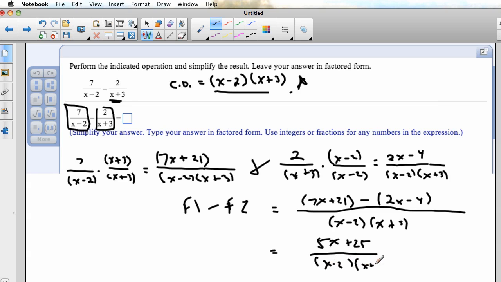And since it says to put the fraction in factored form, it may actually want this last step where I can factor the numerator. It doesn't factor very interestingly, but there is a common factor of 5 in each piece. So I could rewrite the numerator there as 5 times quantity x plus 5, and the denominator would still be x minus 2 times x plus 3. I'm not sure if the computer will accept that answer or if you have to do that. But either way, it's one more step.